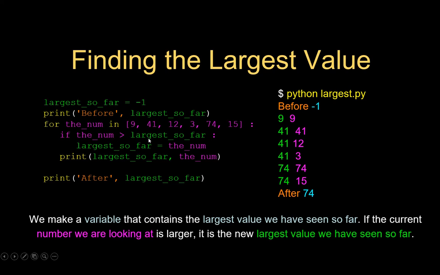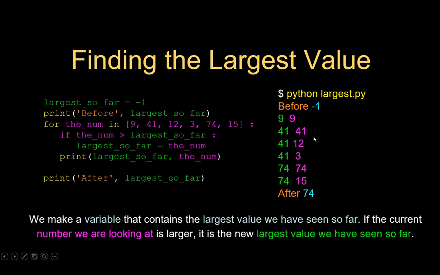9 is greater than -1, so we place 9 in the variable largest so far. So the output would be 9 space 9. When we run again, we get to 41. 41 would be the largest one, replacing 9.